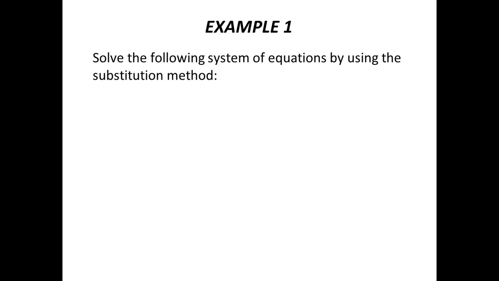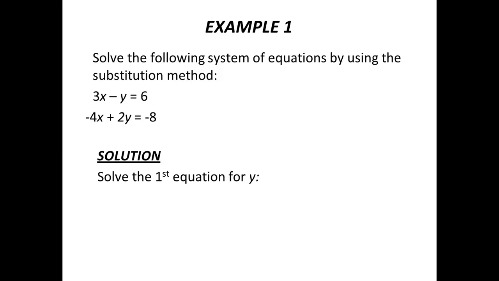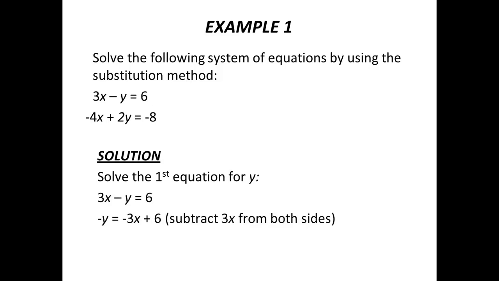Solve the following systems of equations by using the substitution method. This is example 1: 3x minus y equals 6, and negative 4x plus 2y equals negative 8. Solution. Solve the first equation for y. This yields y equals negative 3x plus 6.